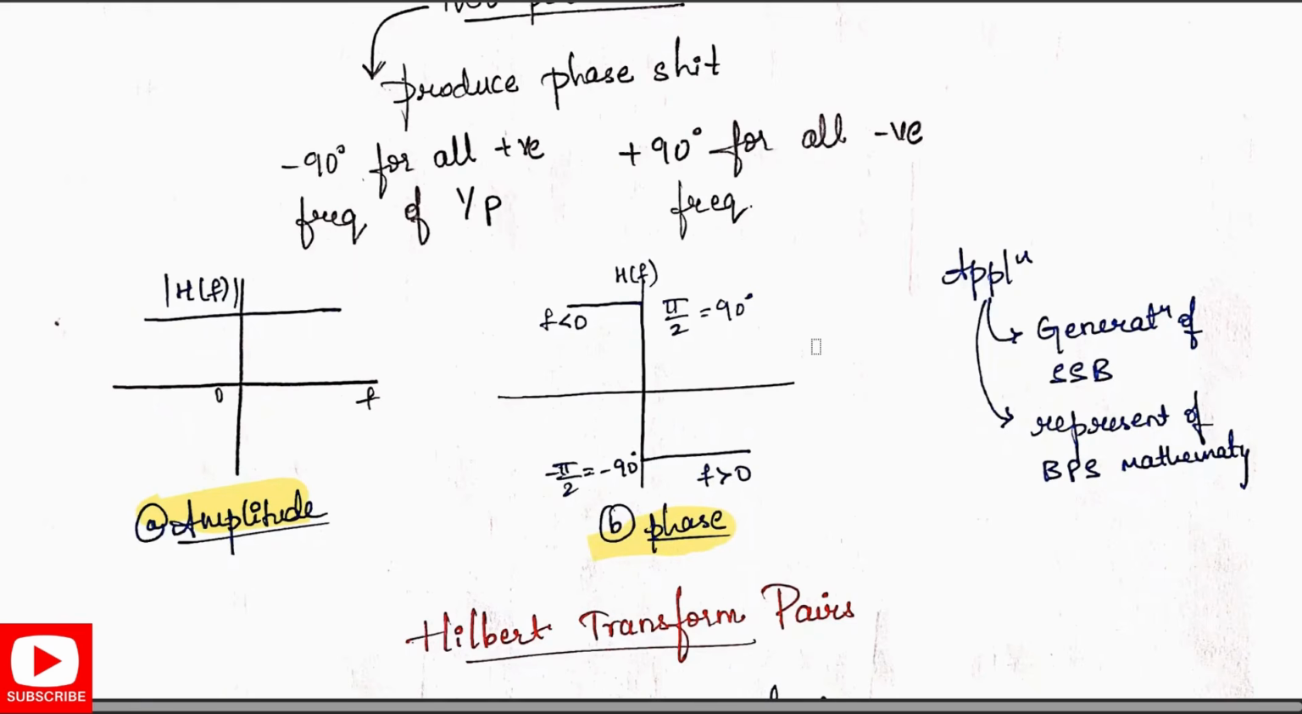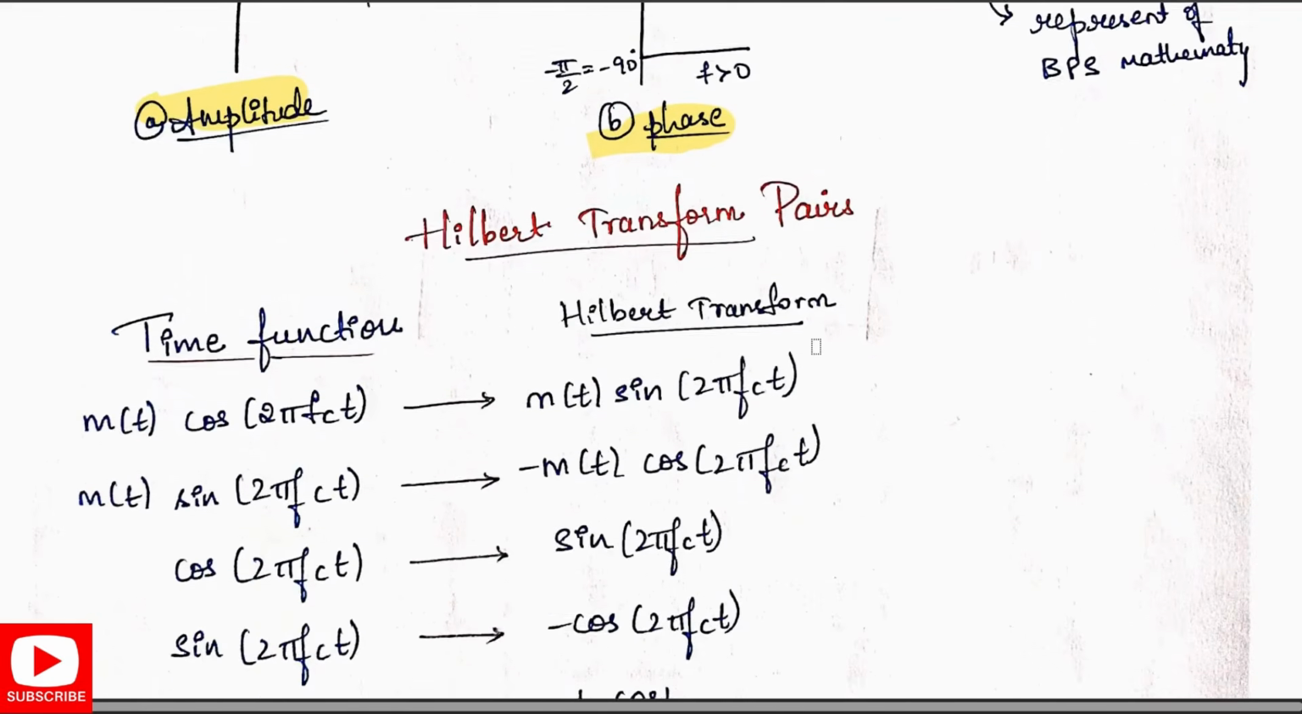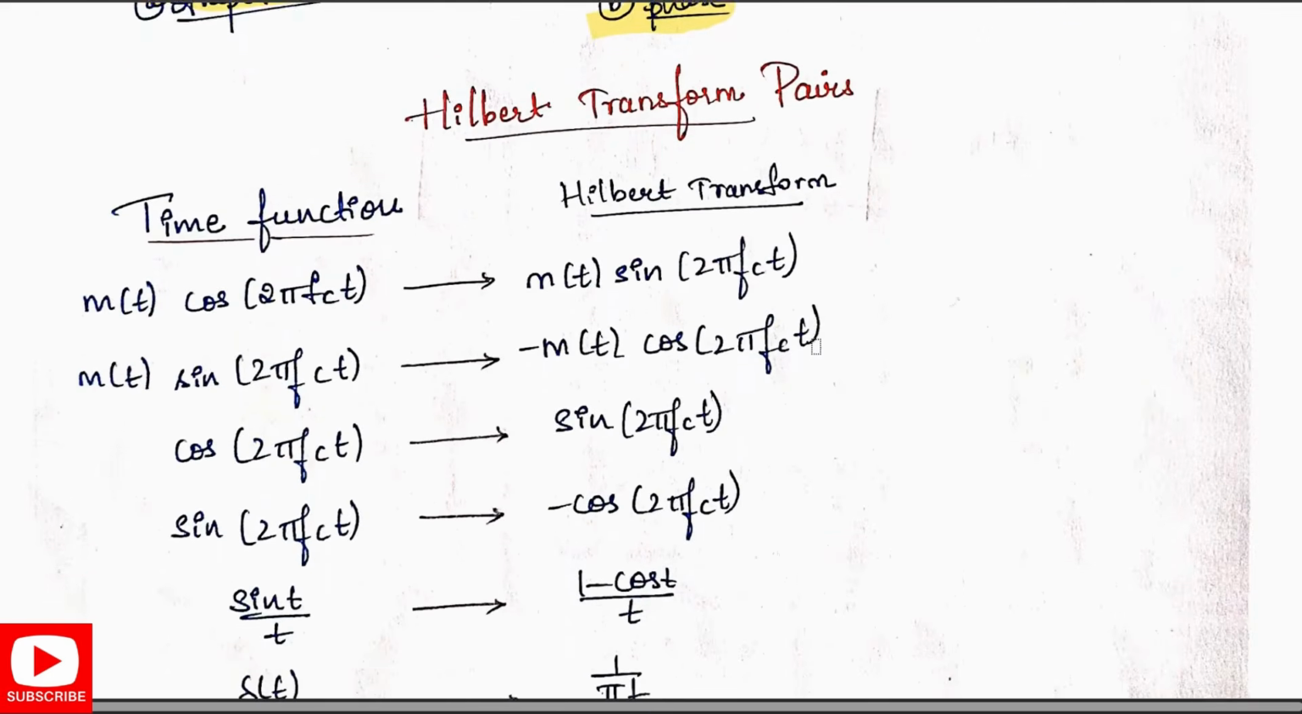So the application of this is Hilbert transformers. It is generation of the single sideband, and representation of BPS, the mathematical bandpass signal. Next is Hilbert transform pairs. So here we are having two pairs.